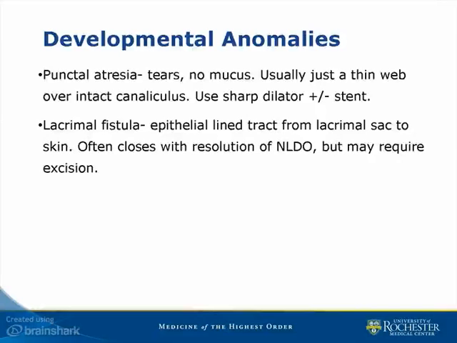The second anomaly is a lacrimal fistula. These often happen in the presence of nasolacrimal obstruction, where you develop an epithelial-lined tract from the lacrimal sac to the skin. These patients will have tearing through the side of their nose. These often will close with resolution of nasolacrimal duct obstruction, but you may require excision of these with closure with a suture.